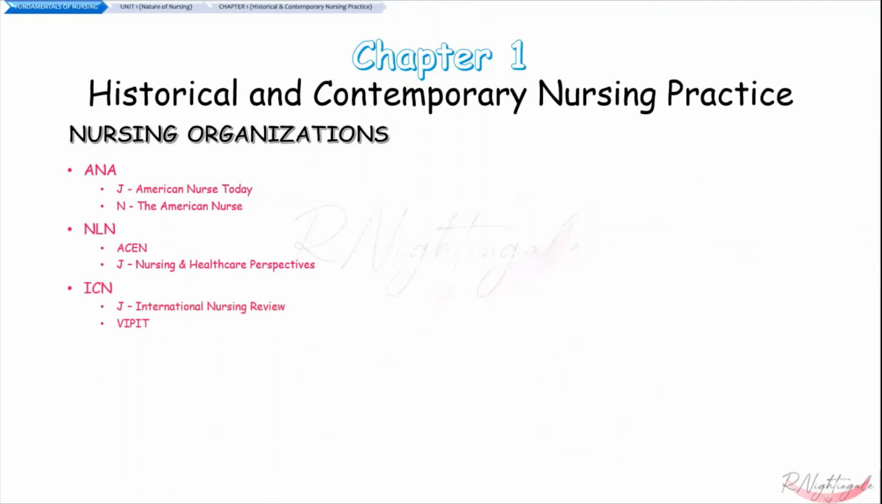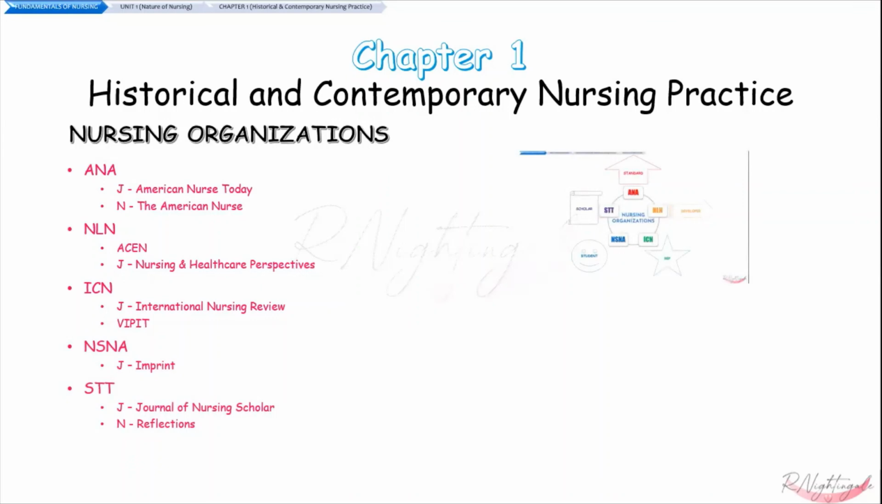We also discussed the ICN, or International Council of Nurses. Their journal is called International Nursing Review, and their core values include VIPIT, or Visionary Leadership, Inclusiveness, Partnership, Innovativeness, and Transparency. The NSNA, or the National Student Nurses Association, and their journal called Imprint. The Sigma Theta Tau, the Journal of Nursing Scholarship, and their newsletter is called Reflections.